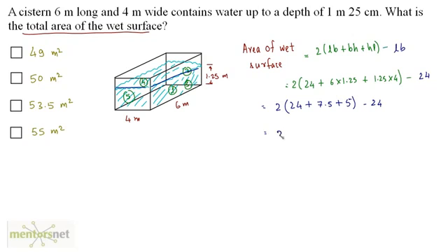This is equal to 2 times the addition of these 3 terms, which is 36.5, minus 24, and 36.5 times 2 will give you 73, minus 24. So 73 minus 24 is equal to 49, and the unit will be meter square, right? So the answer is option A.